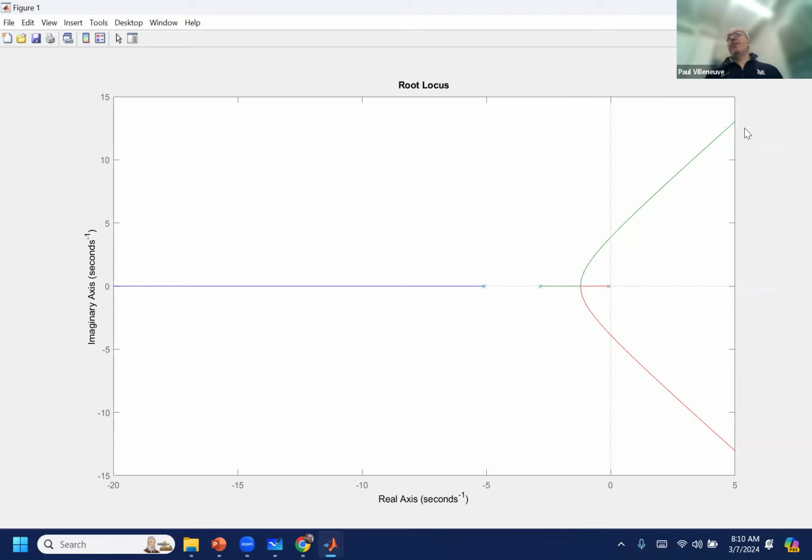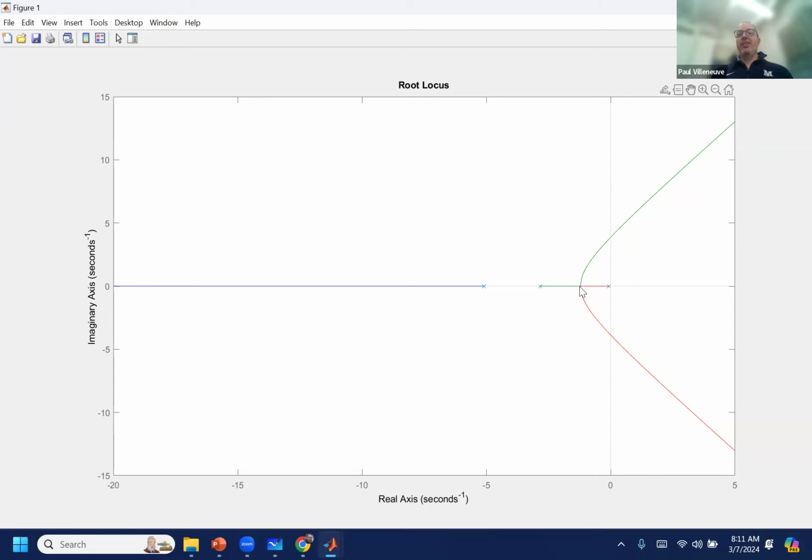There are also a bunch of poles way out over here at s equals infinity. So when you do a root locus plot, you're actually plotting all the possible poles as you allow K to vary. And go ahead. How does it know what value K is? It just allows it to be whatever value it wants to be.